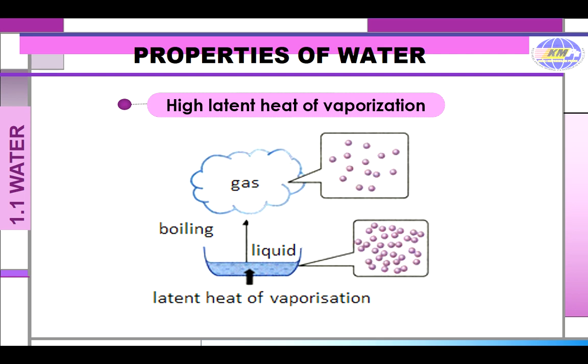Water has high latent heat of vaporization. Water requires a lot of energy to change its state from liquid into vapor. The energy required to break its hydrogen bond is known as the latent heat of vaporization.